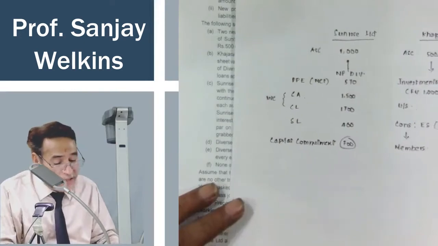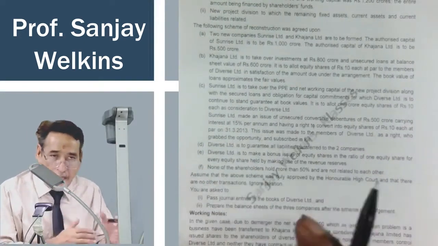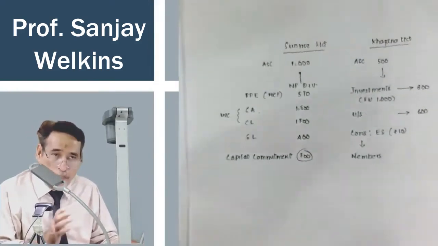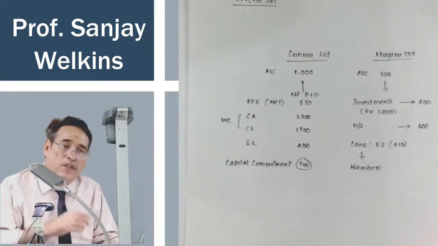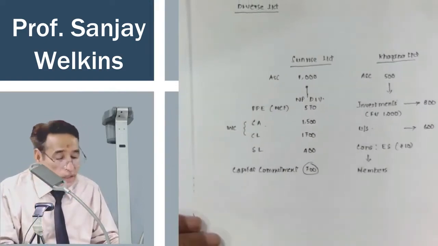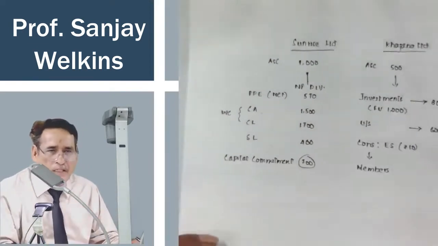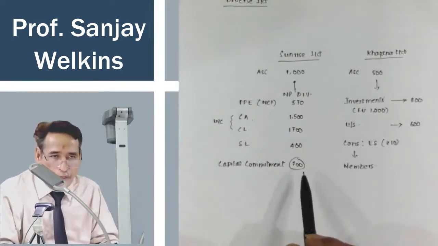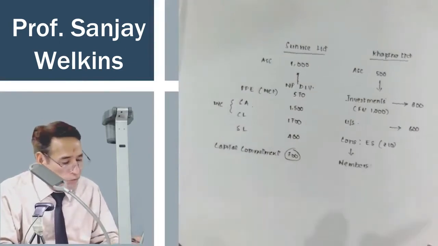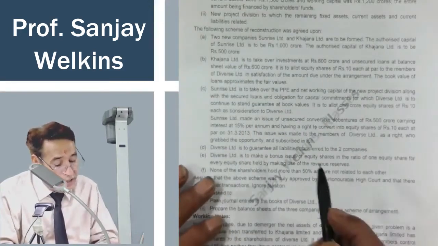And this line is just given to confuse you, that for which the Diverse Limited will stand guarantee. Generally, it happens in practical life. If some other entity is taking over your capital commitment, then generally the capital commitment originally belongs to Diverse Limited. So Diverse Limited has given a guarantee. Guarantee in the sense means in case you will not be able to fulfill these capital commitments, we will fulfill. So there is no harm in taking over these items. So that might be the reason why Sunrise Limited is taking over it.